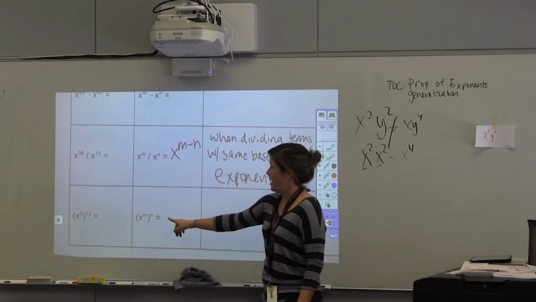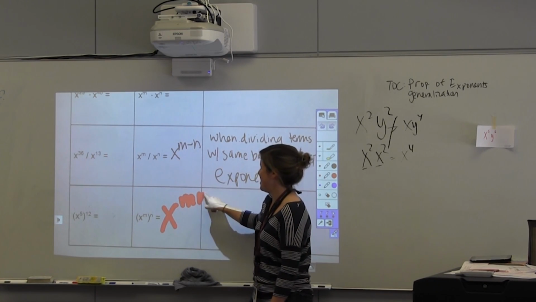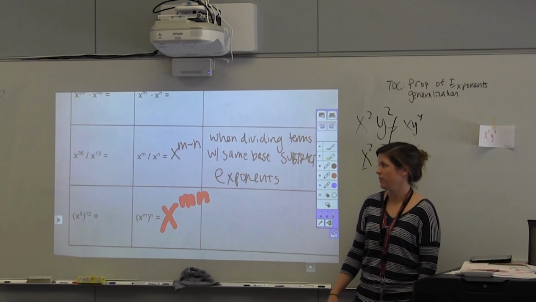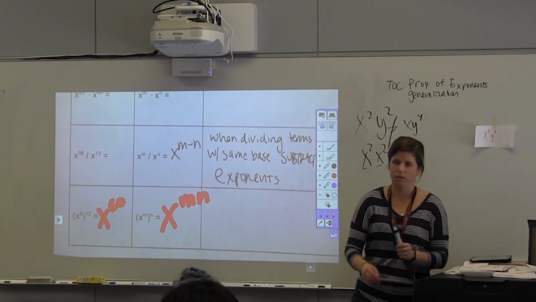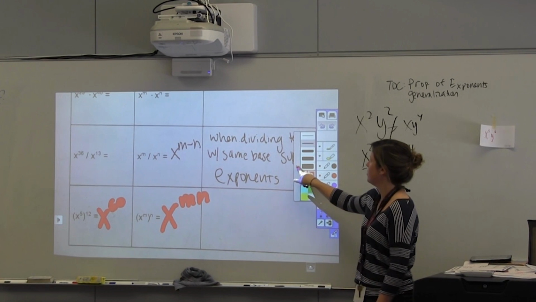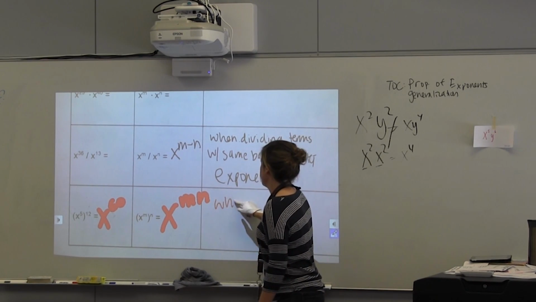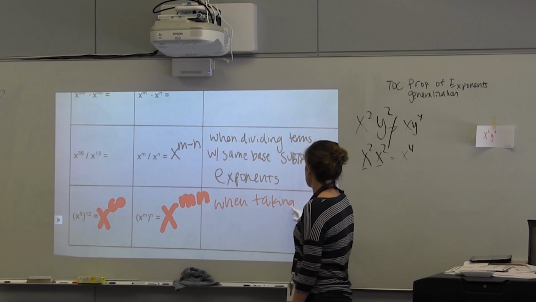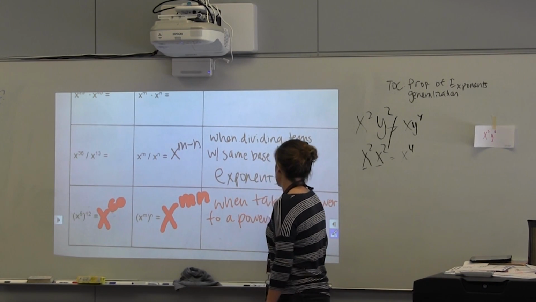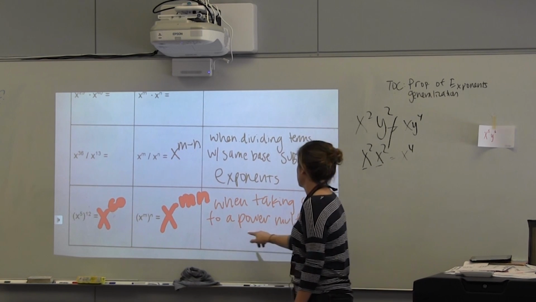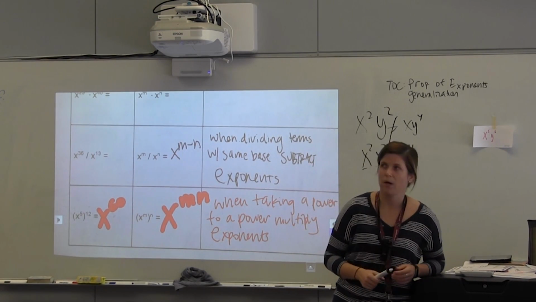Okay, so I have x to the m, to the n, so that would be x to the m times n. Over here would be x to the 5 times 12, which is 60. So I'm going to write that down. I think Victoria said, well, when you take a power to a power, multiply the exponents. So when taking a power to a power, multiply exponents.